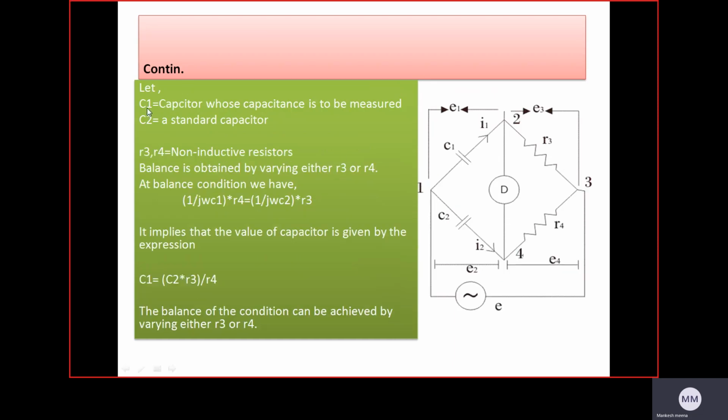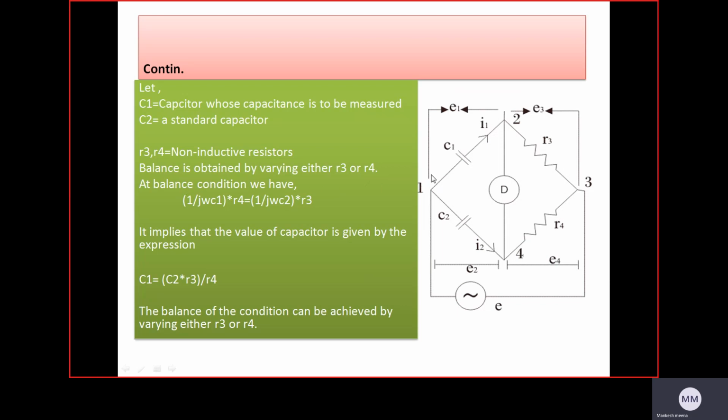C1 is the capacitor whose capacitance is to be measured. C2 is a standard capacitor, a known capacitance. R3 and R4 are non-inductive resistors. Balance is obtained by varying either R3 or R4.